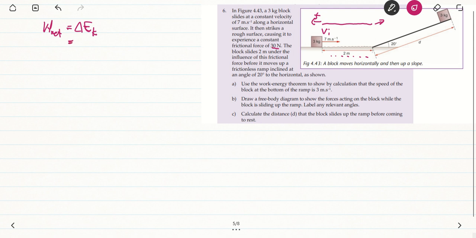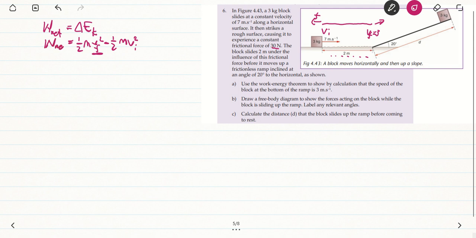If we expand the side on the right, we're going to get 1 over 2 m v squared final minus 1 over 2 m v squared initial. We want to prove that the final velocity here is 3 meters per second. That's what the question wants. So this is the value we want here. We don't know our W net.